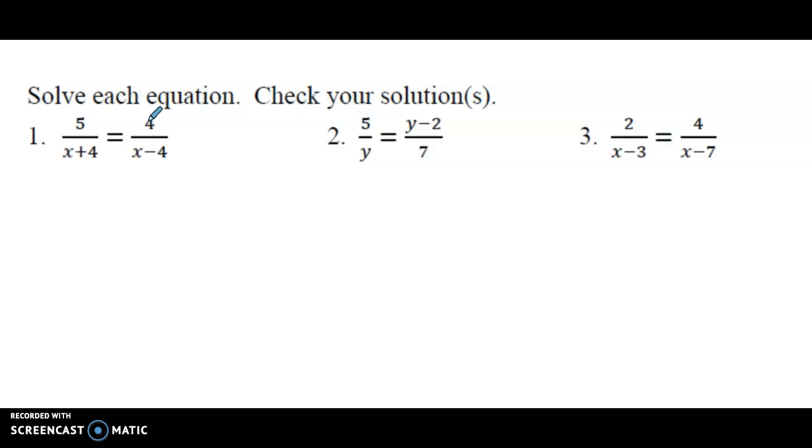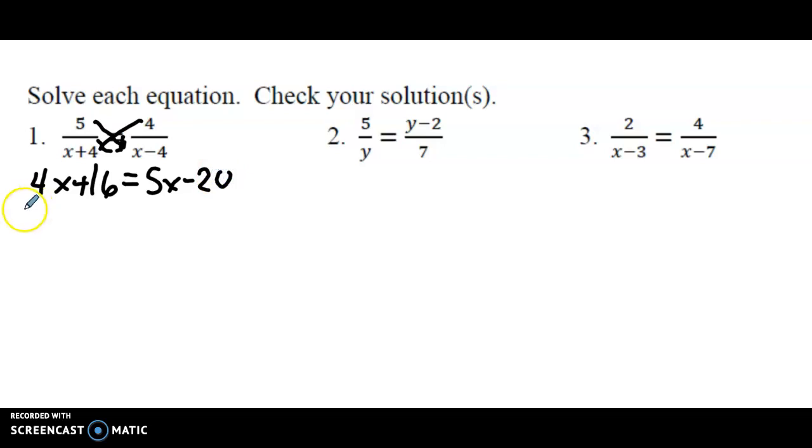So when I am doing the product of the means, and I multiply 4 times x plus 4, I have to do 4 times both of them. So this is going to be 4x plus 16. And when I multiply the extremes, I have to do 5 times both terms. So that's going to equal 5x minus 20. And then we solve the equation.